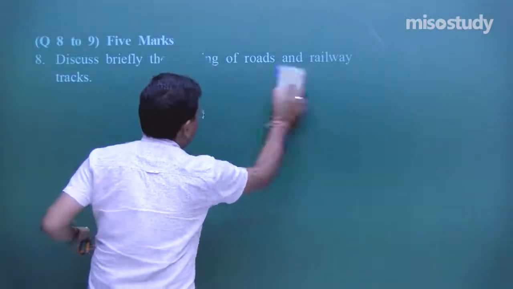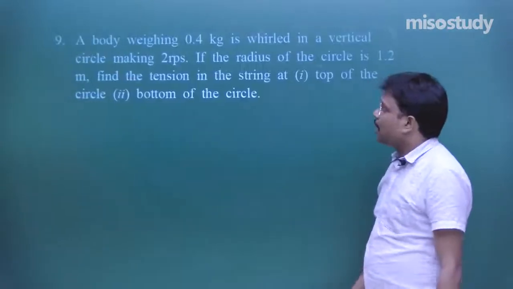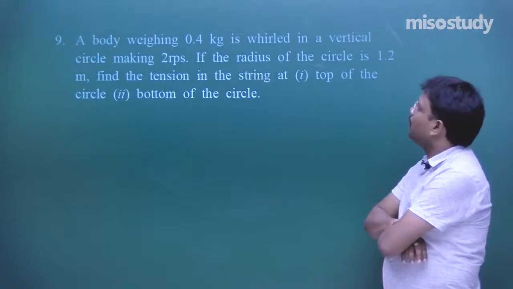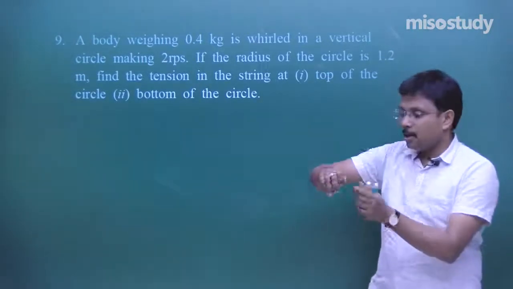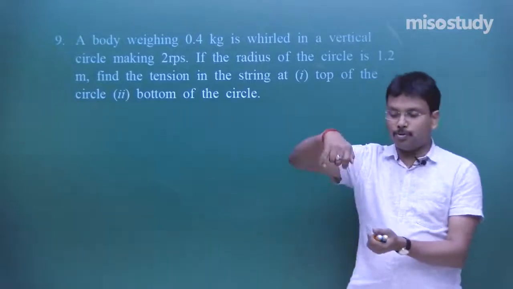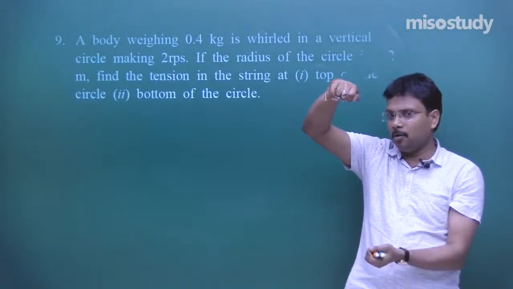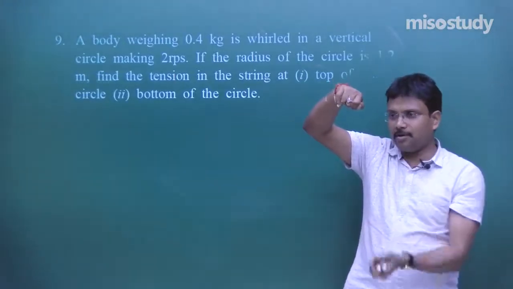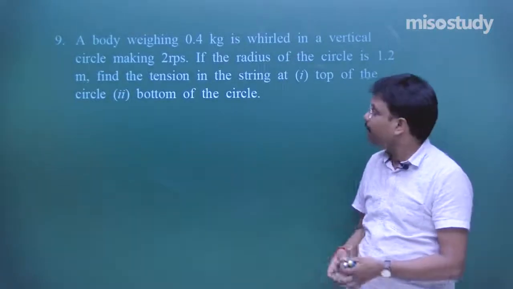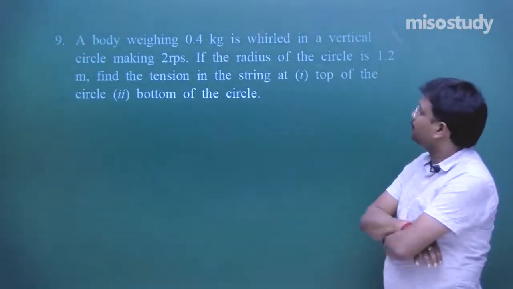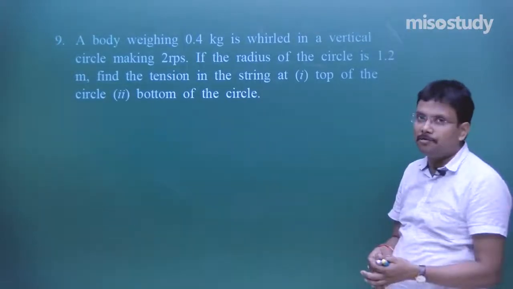So it was question number 8. Then comes question number 9. A body weighing 0.4 kg is whirled in a vertical circle making 2 rounds per second. Normally I used to show you with the help of this device, but the situation is like this: a hanging rope, and then a small object is attached, and then it is rotating like this, in a vertical circle. If the radius of the circle is r, find the tension in the string at the top of the circle and the bottom of the circle.